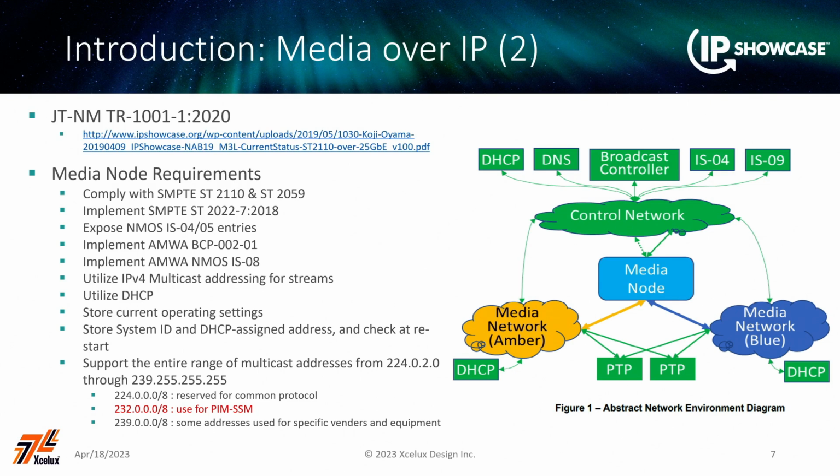And then one of the important things for the network design. So for the multicast stream, we use an IP address with the first octet of 232. 232 means for PIM SSM. This is defined in RFC. So we use 232.